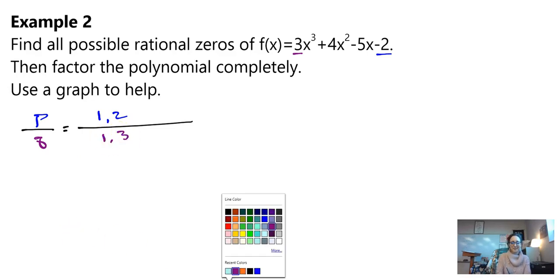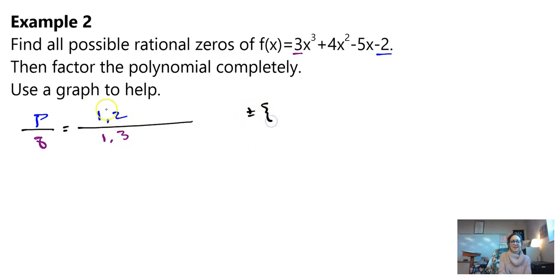Okay, so now when we list all our possibilities, we're going to have plus or minus, and then take everything in your numerator over all your options in your denominator. So 1 over 1 and 1 over 3. All right, now go to 2. 2 over 1. Is that already in our list? Nope. Include it. And 2 over 3. Is that in our list? Nope, so I need to include it. Okay, so if this graph crosses the x-axis at a rational value, it must be one of these 8 possibilities: plus or minus 1, 1/3, 2, or 2/3.